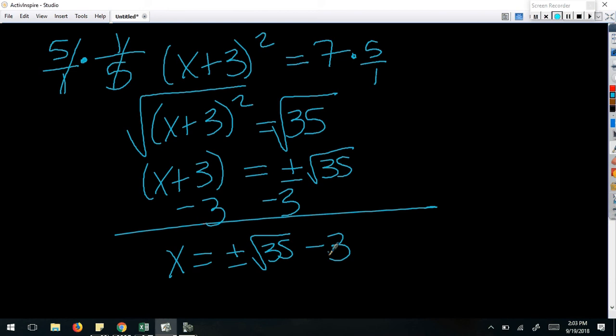Just as a reminder, you may get to a point. Should maybe the 3 be under the square root of 35? No, because you can't combine them, so you just write them beside each other like that.